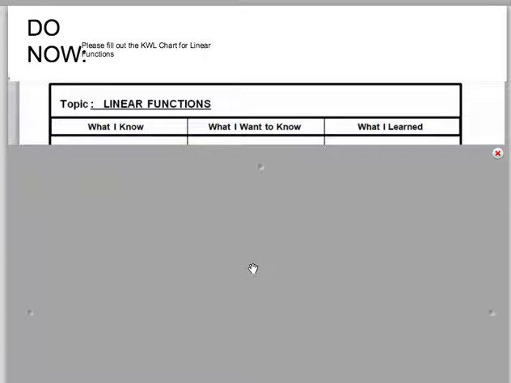chart, and I want you to pause the video and take a few minutes to say what you know about linear functions, what you want to know about linear functions. Pause the video and fill out the chart.